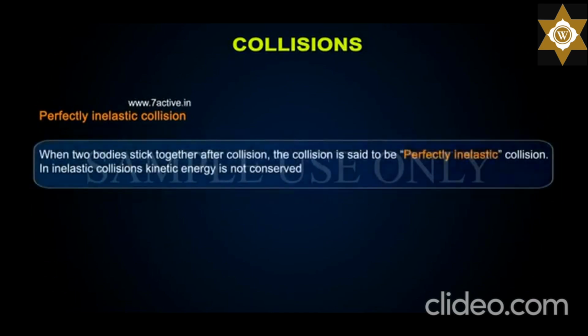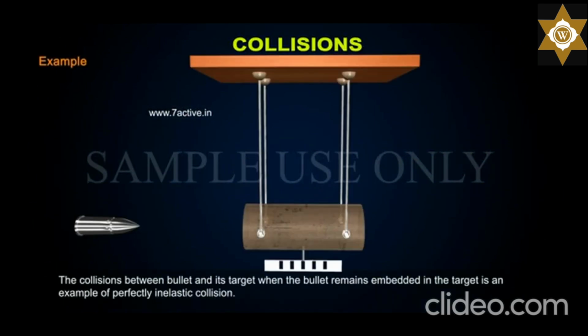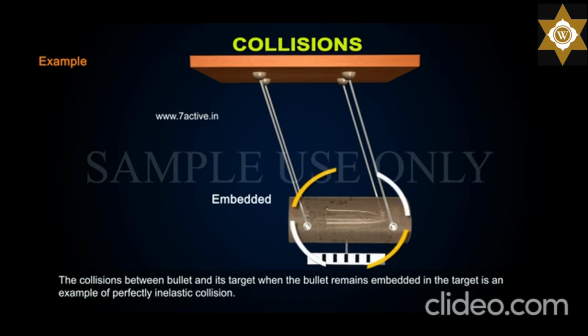Perfectly inelastic collision: when two bodies stick together after collision, the collision is said to be a perfectly inelastic collision. In inelastic collisions, kinetic energy is not conserved. Example: the collision between a bullet and its target, when the bullet remains embedded in the target, is an example of a perfectly inelastic collision.